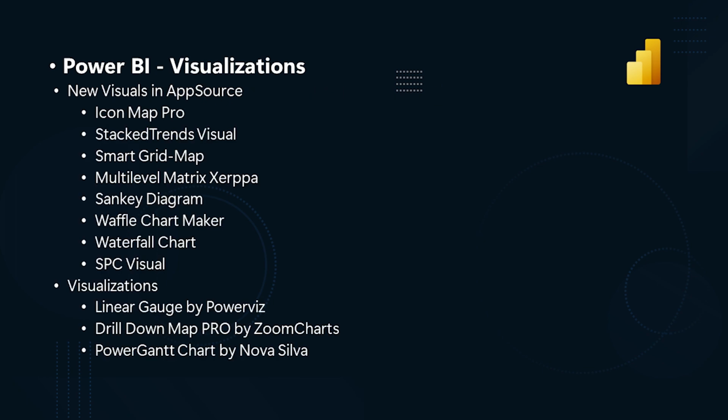Power BI visualizations. We have many great visualizations and new visuals in AppSource this month. Power BI new visuals in AppSource include Icon Map Pro, Stack Trends Visual, Smart Grid Map, Multi-Level Matrix Zerpa, Sand Key Diagram, Waffle Chart Maker, Waterfall Chart, and SPC Visual. New visualizations include Linear Gauge by PowerViz, Drill Down Map Pro by Zoomchar, and Power Gantt Chart by Nova Silva.